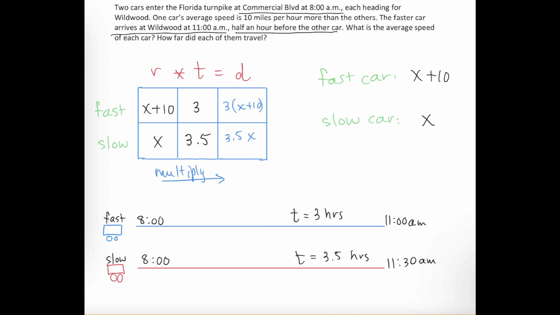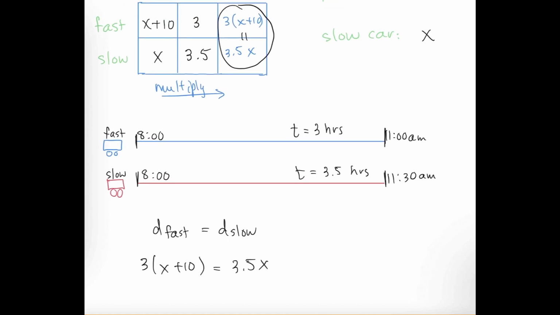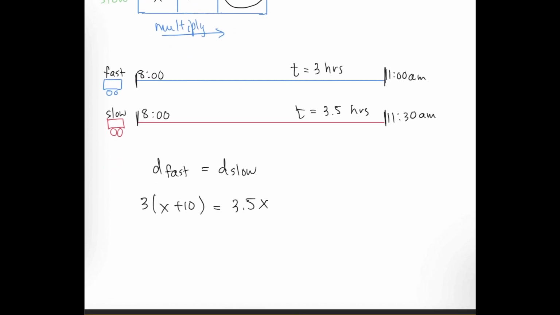And now it's time to create our equation. What we know about the distance that each of these cars traveled is that they both entered and exited the turnpike at the same place. So the distance of the fast car is going to be the same as the distance of the slow car. We're going to take these two distance quantities and set them equal to each other. The distance of the fast car was 3 times x plus 10. The distance of the slow car was 3.5 times x.